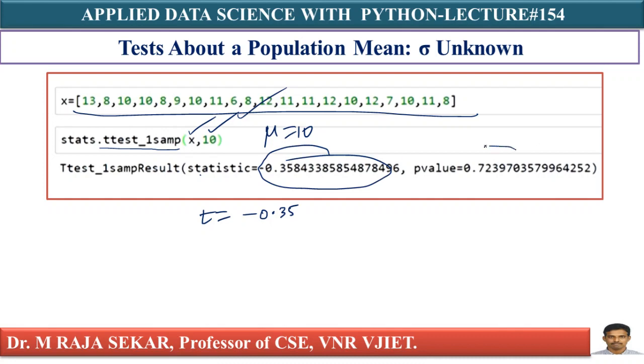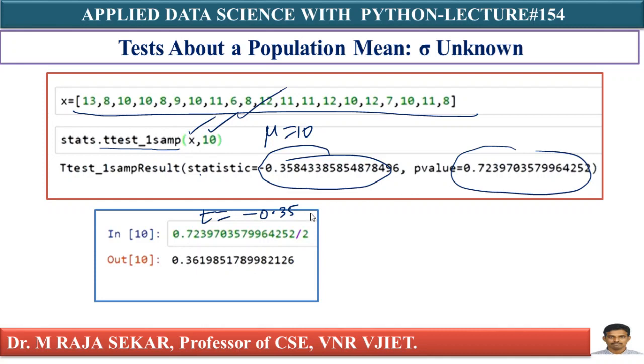What is my p value? This must be divided by 2. Just let me divide this one by 2. If I divide by 2, what will I get? I will get this one, isn't it? 0.36198517.